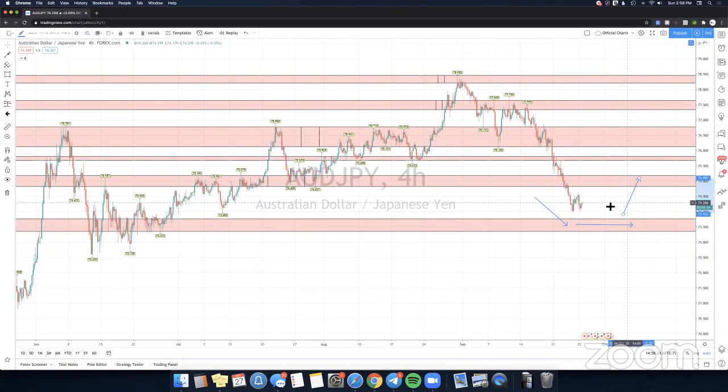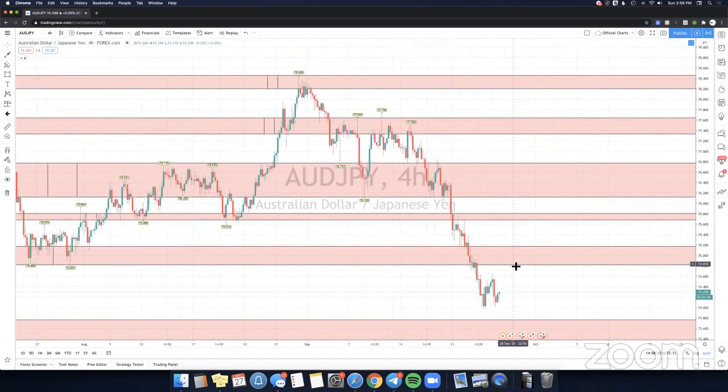So that's that for ODJPY. I'll just remind you guys, the upper zone right here is going to be 74.83. I'm just going to round that up. And then below down here is going to be 73.77.